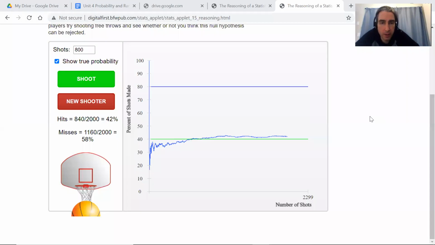And I ran this simulator up to 2,000 shots. And right now it's hovering at around 42%. And the only way I'm going to get that to be consistently around 40% is if I have lots and lots of shots. And I'm not going to wait around for that, but you get the idea. Many shots, going to get that experimental percentage to be actually what it should be.